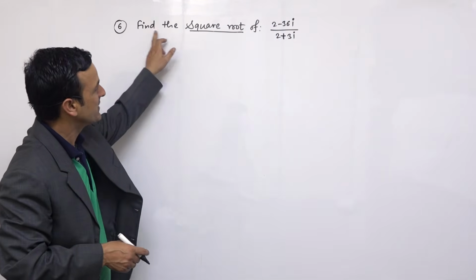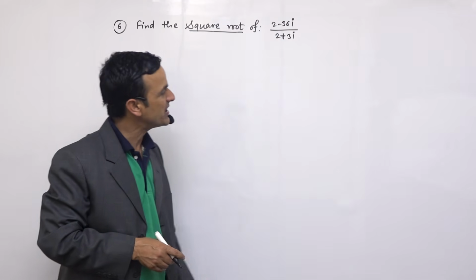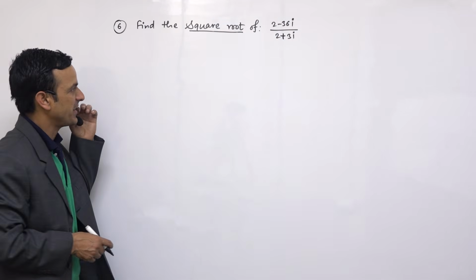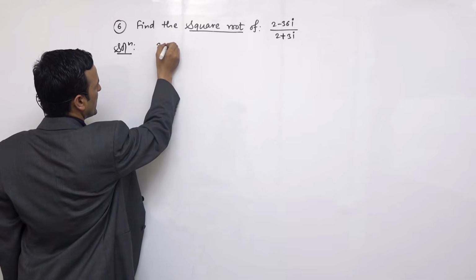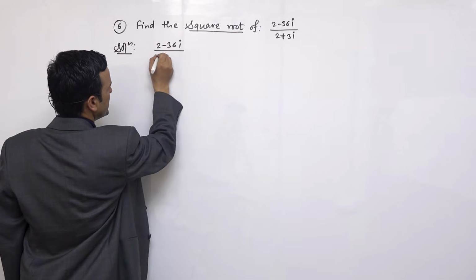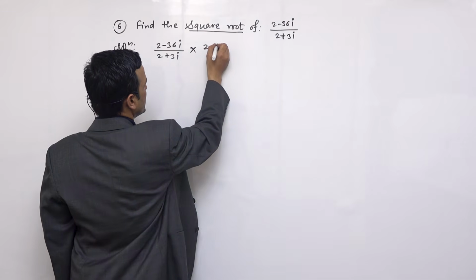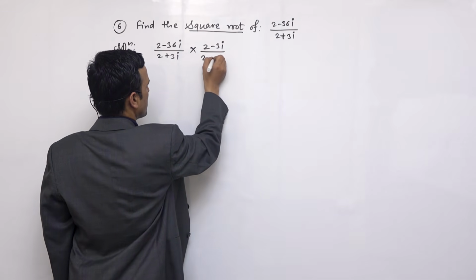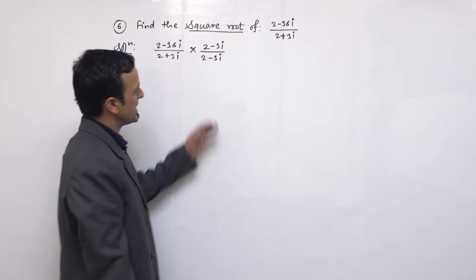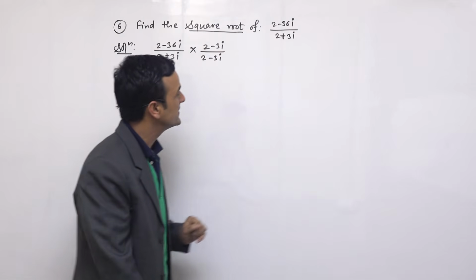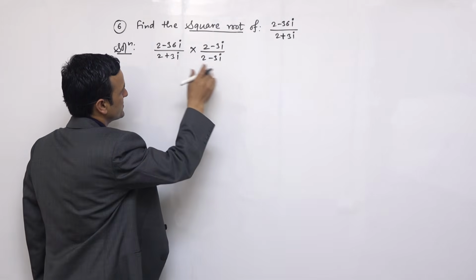Another question, find the square root of this fraction, 2 minus 36i upon 2 plus 3i. So let's solve this question. So first of all, 2 minus 36i divided by 2 plus 3i should be converted into simplest form, complex number form. यो फ्र्याक्सन को टर्मलाई हामीले सबभन्दा पहिला a plus ib को फर्ममा लानुपर्छ, जसलाई कम्प्लेक्स नम्बर a plus ib फर्म भनिन्छ, कम्प्लेक्स नम्बरको फर्म.